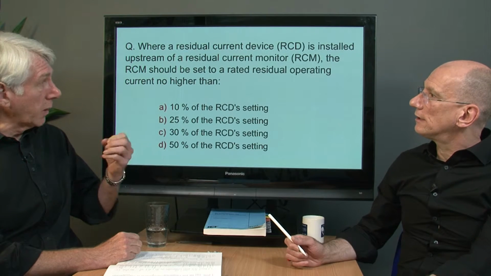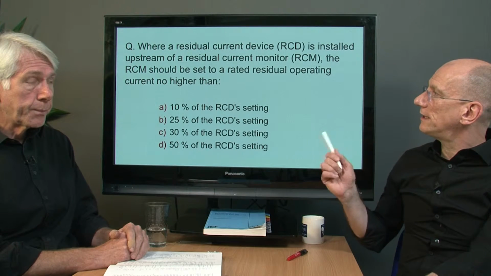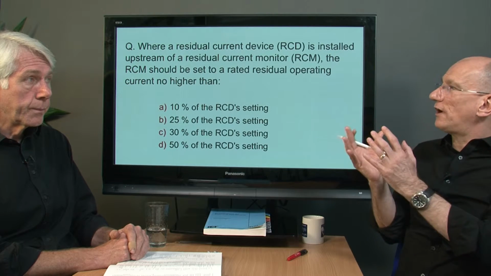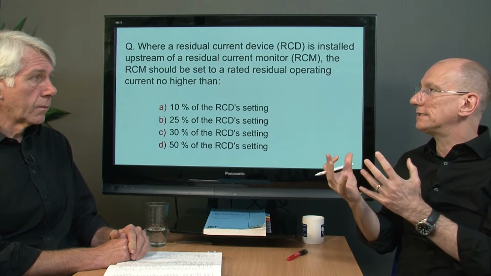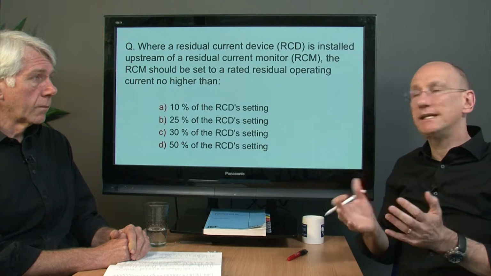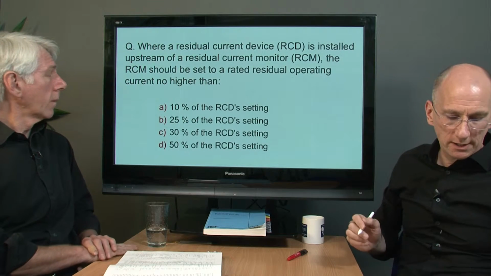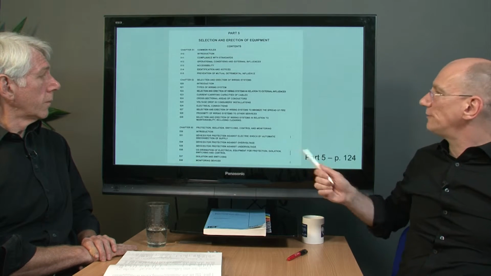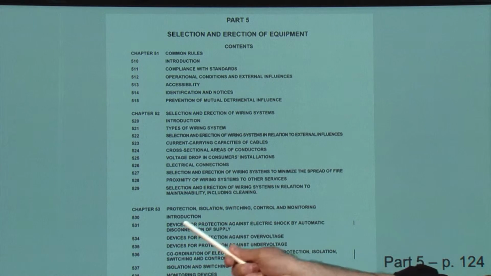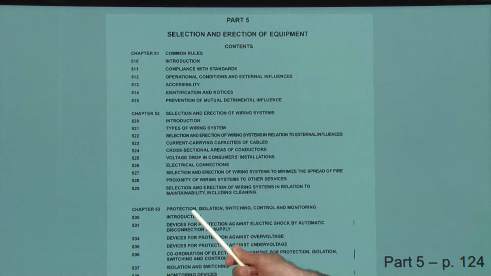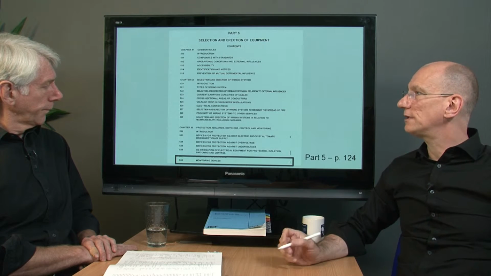If we knew what an RCM was, we could possibly have found it. It's a device, so you're going to have to select it and erect it, as in put it into the installation. So keep going back to this. If you're selecting something and going to erect it, it's a part 5 question. Part 5, yeah. And we've visited this in some other questions before, but just to remind you, it's part 5, page 124. So common rules, wiring systems, and as we can see down this side, protection, isolation, switching. These are the devices that we're looking for. In particular, section 538.